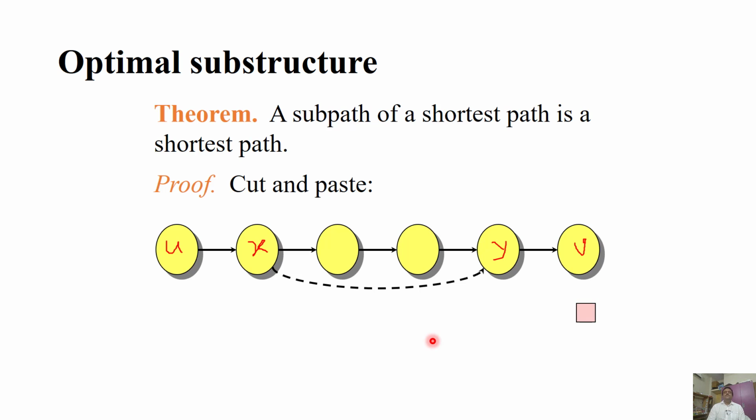So, every subpath of a shortest path is a shortest path between the intermediate vertices. This property we will use. This is called the optimal substructure property.